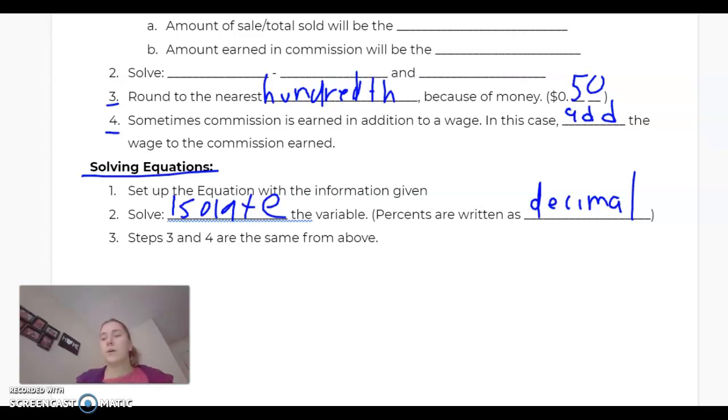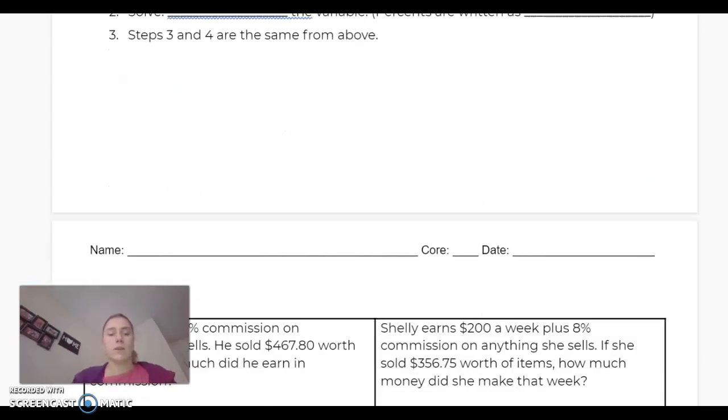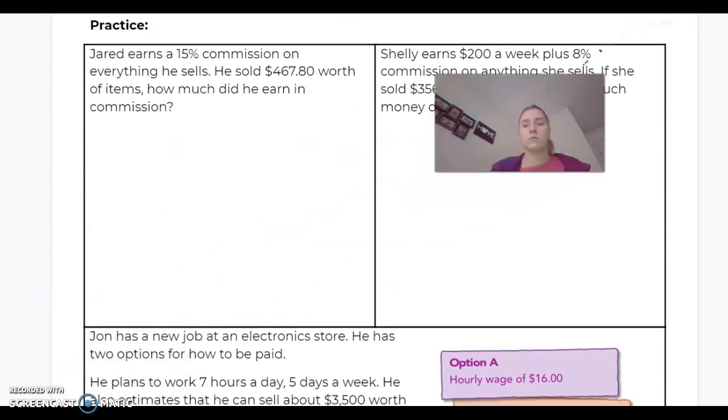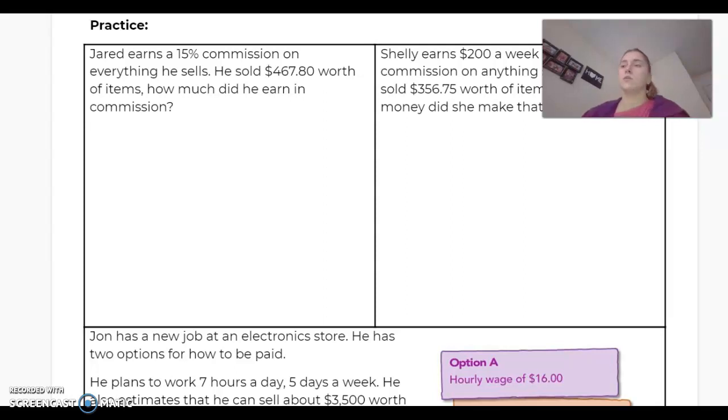All right, so we're going to flip our pages to the back and we have 3 practice problems here. We're solving using equations. So we're going to read our first question. Jared earns a 15% commission on everything he sells. He sold $467.80 worth of items. So how much commission did he earn? We're trying to find that commission, so that's X. That's what we're trying to find here.